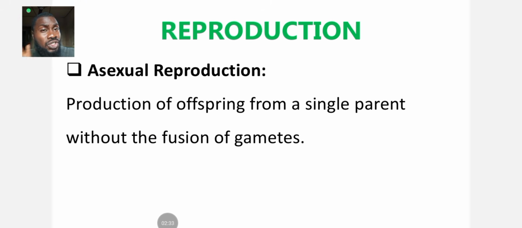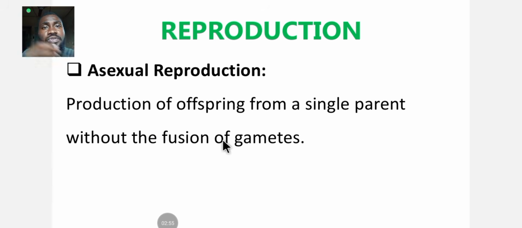All right, so we are looking at asexual reproduction. I just defined asexual reproduction for you. It is the production of offspring from a single parent without the fusion of gametes. So it does not involve the fusion of gametes, no exchange of gametes. There is no fusion whereby the gametes come together.